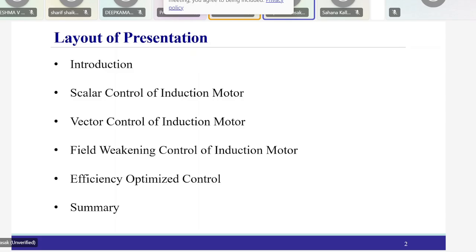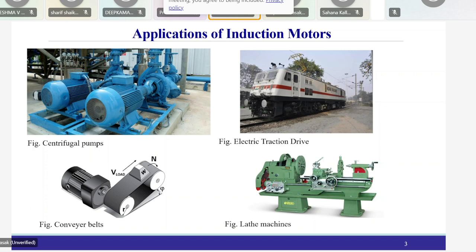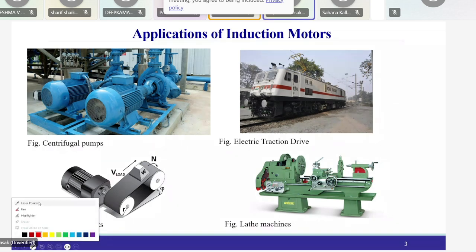And today we'll first talk about the introductory portion, a bit of background of induction motors, and then we'll talk about the scalar control techniques in induction motor drives, followed by the vector control technique. Then, if you are using it for vehicle purposes, the induction motor needs to operate over a wide speed range of operation. Corresponding to that, we will talk about the field weakening control strategy, followed by the efficiency optimized control, and then we will try to summarize the overall lecture. So, let us start with the basic introduction.